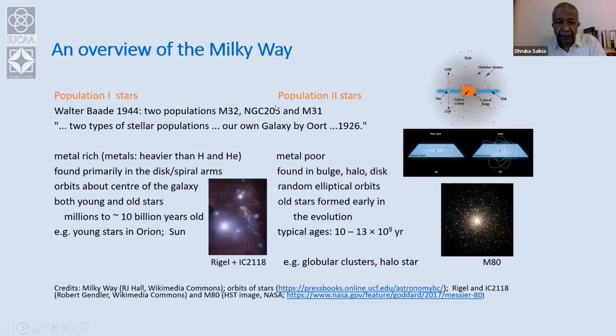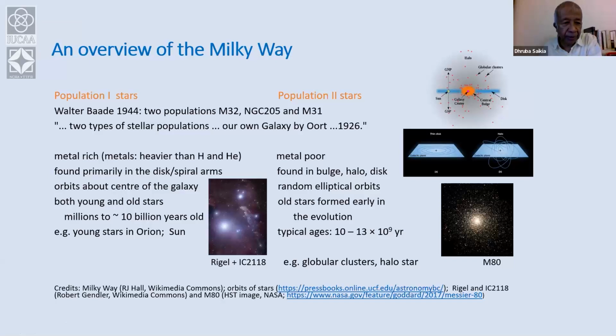So just to recap what I said a short while ago and show you a couple of pictures as well, there were 2 types of stellar populations. This was actually brought to the limelight by Walter Baade, who was looking at stars in the Andromeda Nebula, this nearby galaxy M32, Messier 32, and NGC 205. And he noticed they had 2 different colors. He also noted that these 2 types of stellar populations were pointed out by Jan Oort way back in 1926, looking at stars in our own galaxy.